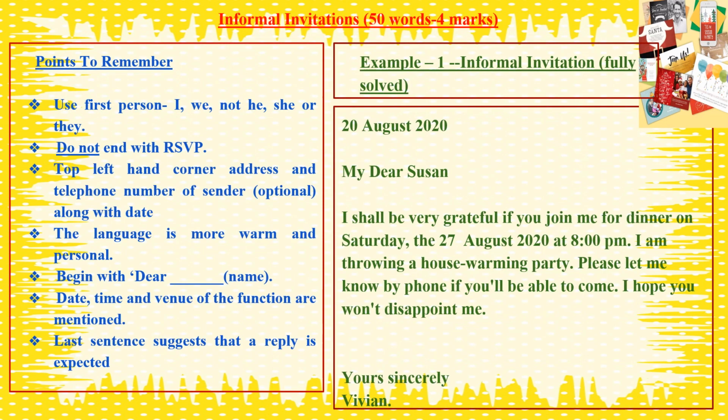Informal invitations are to be written in 50 words for 4 marks. Points to remember: use the first person, I and we, not he, she, or they. Do not end with RSVP. In the top left hand corner, write the address and telephone number of the sender along with the date. The address and telephone number are optional.